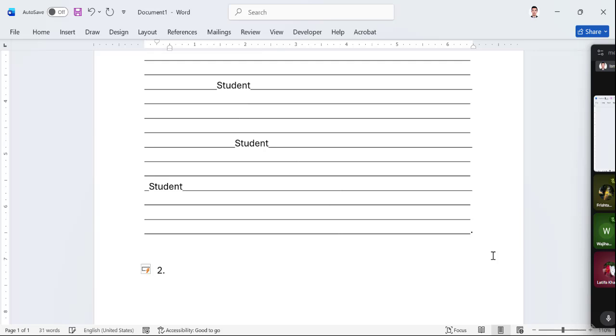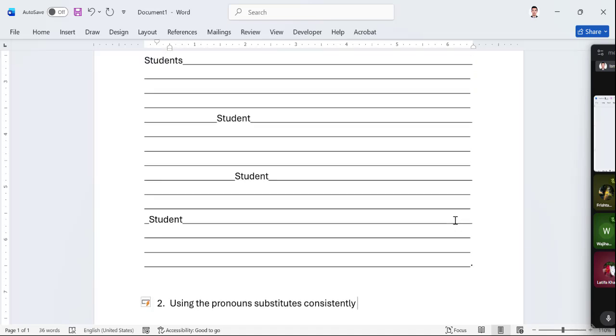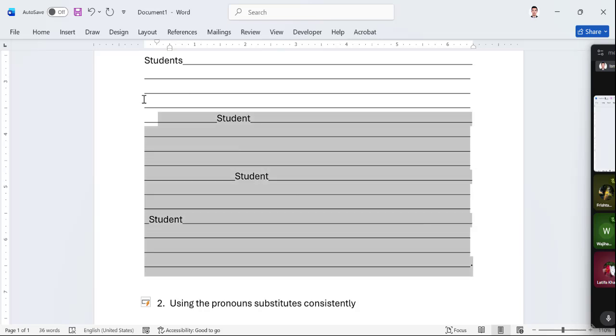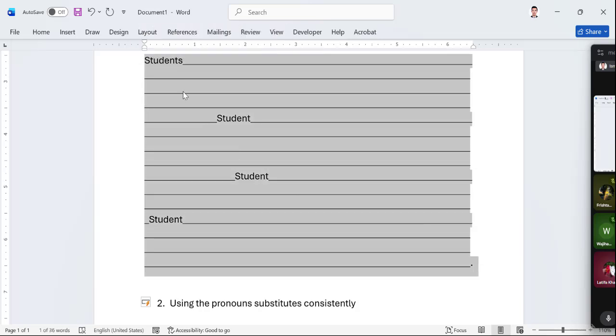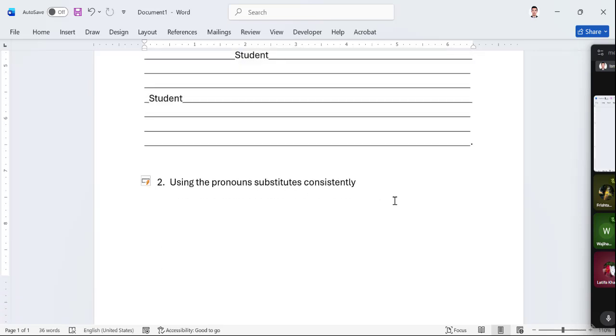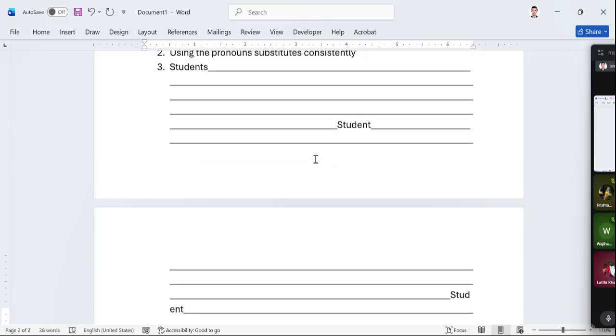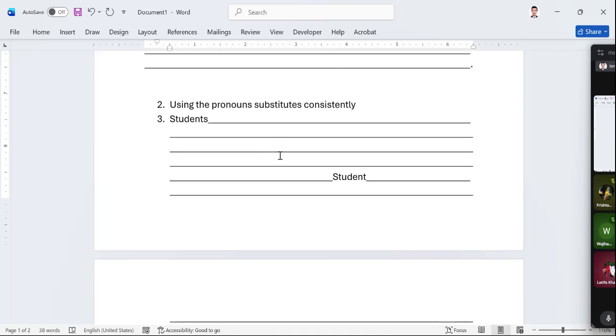The second way to bring coherence is using pronoun substitutes. So that's the second way, using the pronoun substitutes consistently. It also helps us to bring and keep the coherence. Think I will copy this one again. So in the next part, I'll paste it here. For example, we may have it.